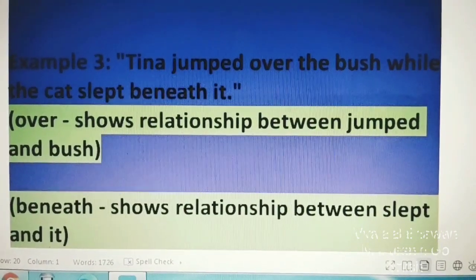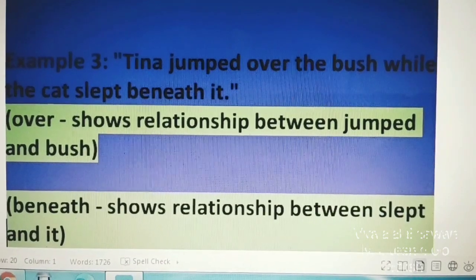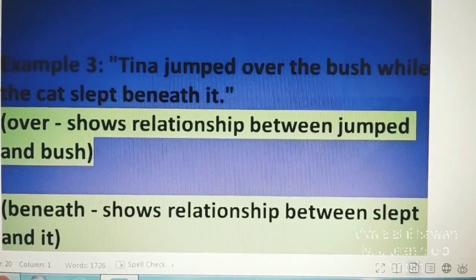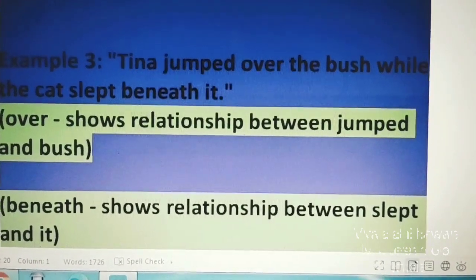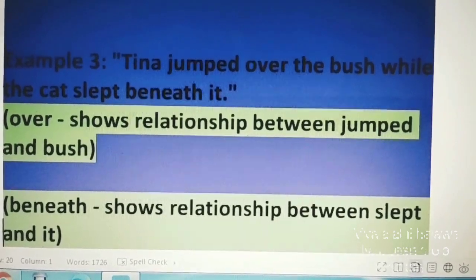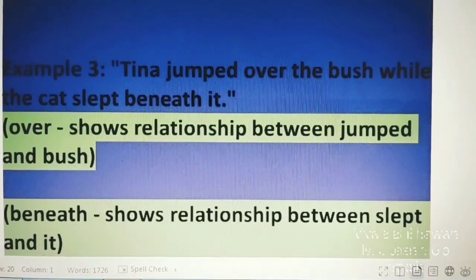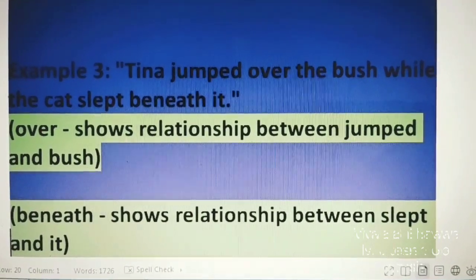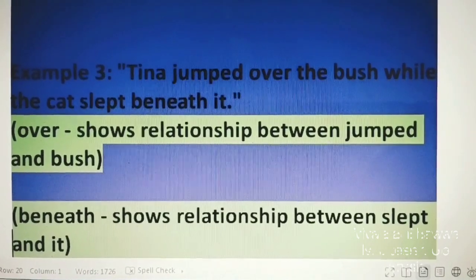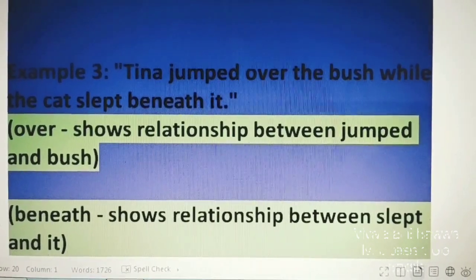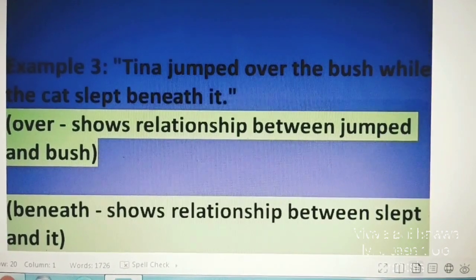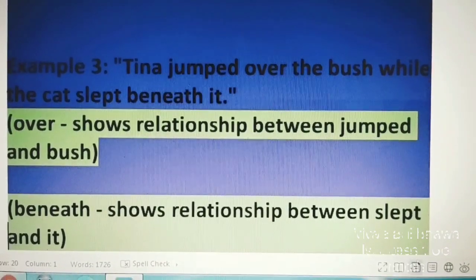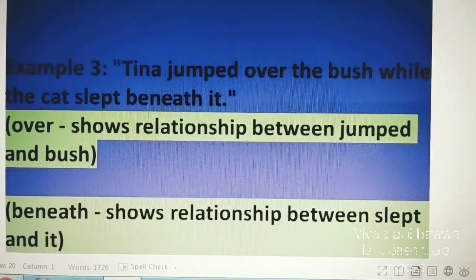The third example is: Tina jumped over the bush while the cat slept beneath it. I hope all of you are clear. So here two words, 'over' and 'beneath', have been used as prepositions. 'Over' shows the relation between 'jumped' and 'bush', where Tina jumped over the bush. While 'beneath' shows the relationship between 'slept' and 'it'. Clear to all of you?